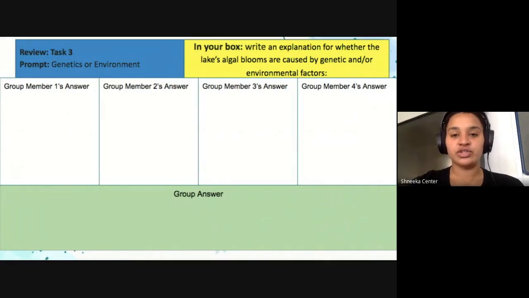So in your box, you're going to write an explanation for whether the lake's algae blooms are caused by genetic and/or environmental factors. Once everyone has written their answer, it's time to come up with a group answer. Remember to include the similarities between all of the answers in the group's answer.